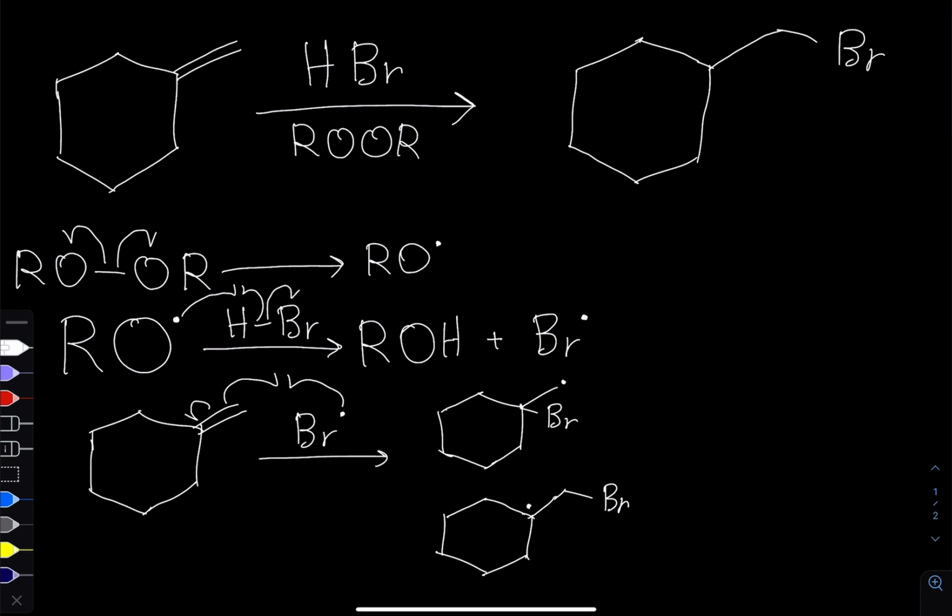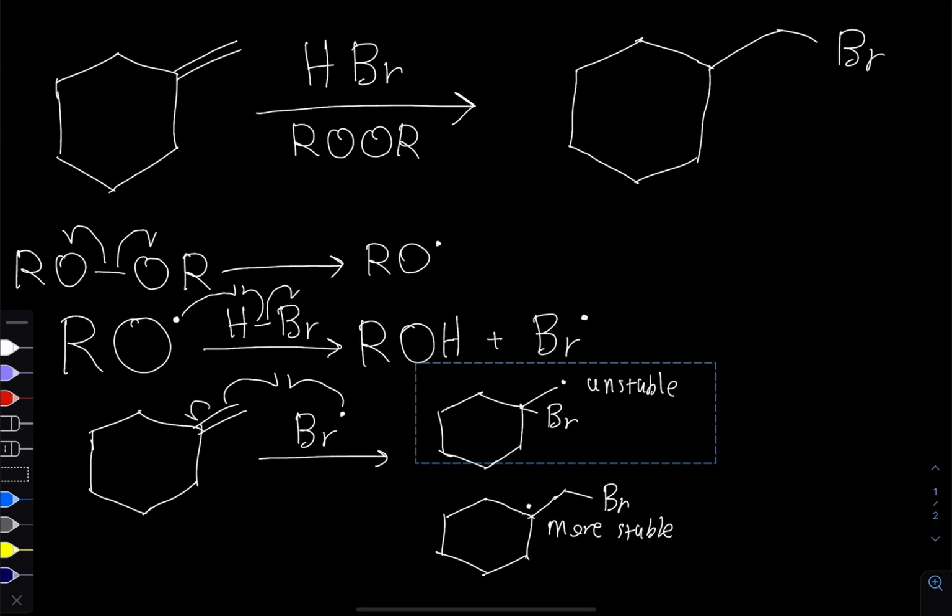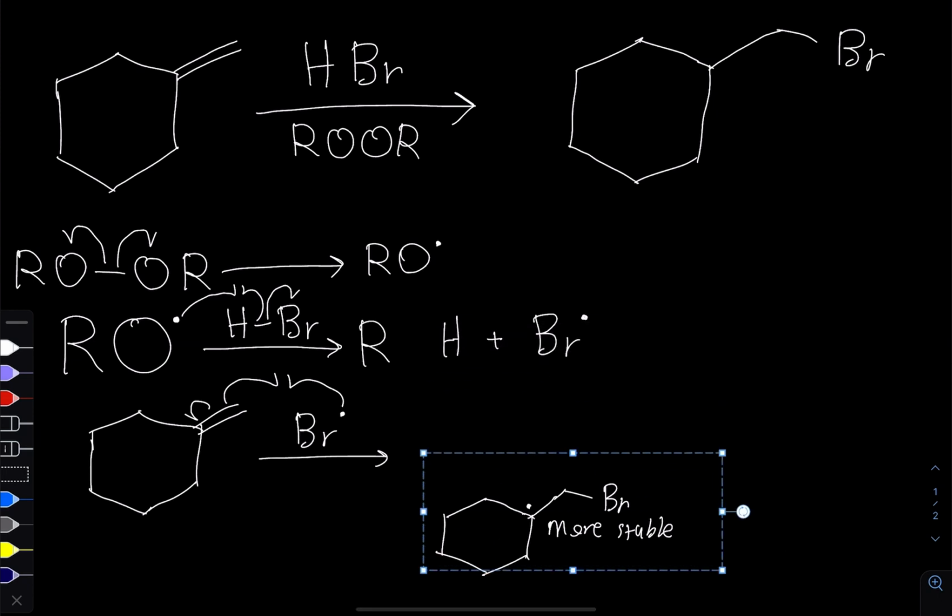Which situation do you think would be more stable? The situation that would be most stable is this bottom one, because similar to carbocations, radicals like to be on the more substituted carbon. So this primary is not very stable, but this tertiary radical is more stable. So this would not occur, or at least not as often as this.